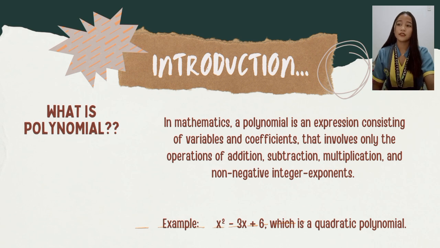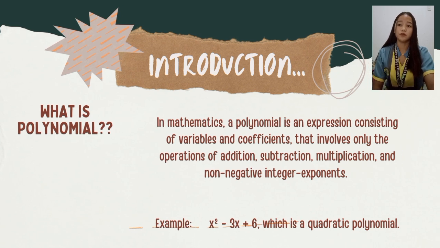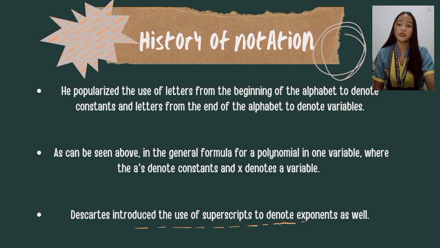And next, the history of notation. From the first bullet, he popularized the use of letters from the beginning of the alphabet to denote constants and letters from the end of the alphabet to denote variables. Second, as can be seen above in the general formula, a polynomial in one variable where the a's denote the constants and x denotes a variable. And lastly, Descartes introduced the use of superscripts to denote exponents as well.